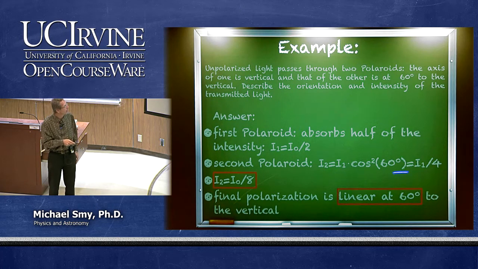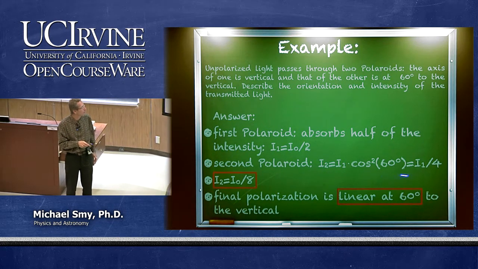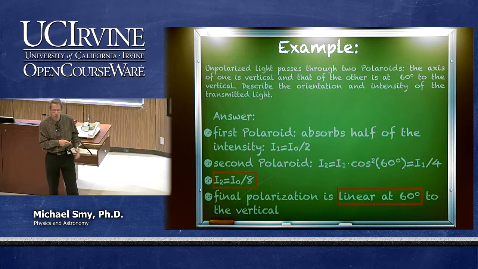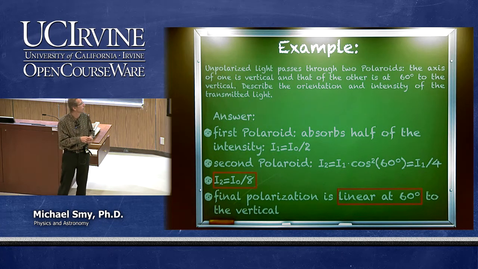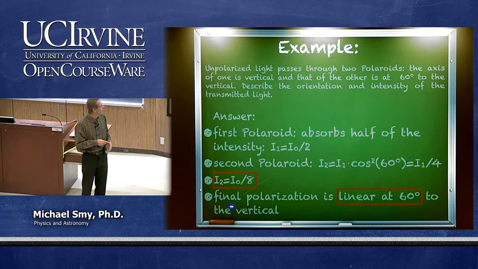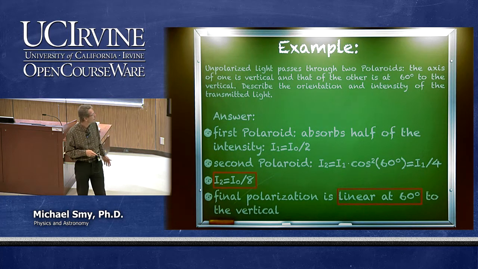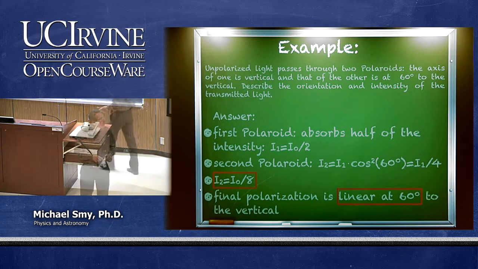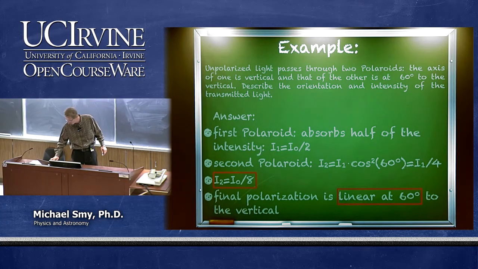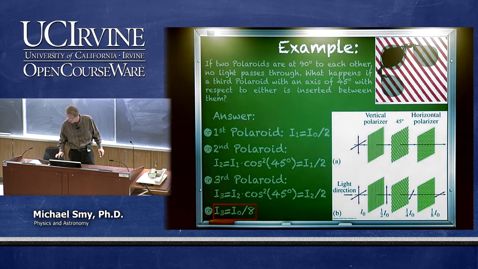And therefore, the intensity after the second Polaroid is 1/4 of the intensity before the second Polaroid, or it is 1/8 of the original intensity, since the intensity after the first Polaroid is 1/2 of the original one. And the final polarization, of course, is linear and at 60 degrees with respect to the vertical. After a Polaroid, the polarization is always in the direction of that last Polaroid.